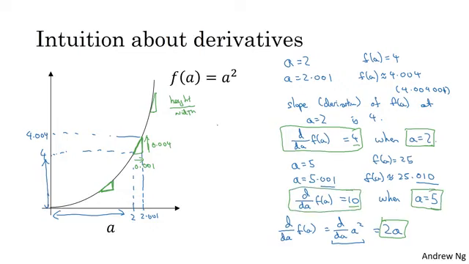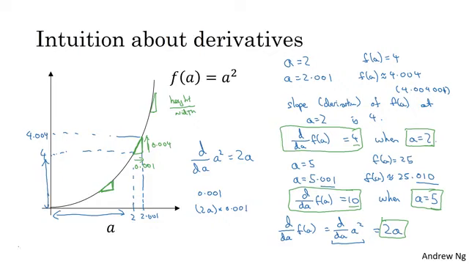So if you ever pull up a calculus textbook and you see this formula, that the derivative of a squared is equal to 2a, all that means is that for any given value of a, if you nudge it upward by 0.001, already a tiny little value, you would expect f of a to go up by 2a. That is the slope, or the derivative, times however much you had nudged to the right the value of a.